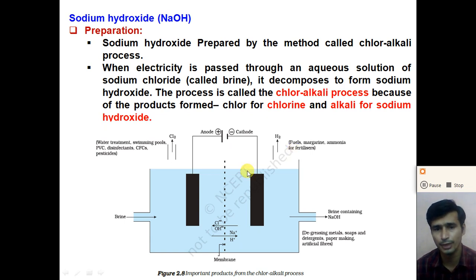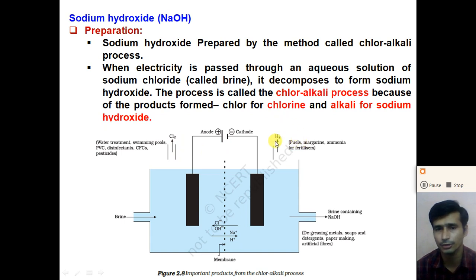So the first and main product obtained from this chlor-alkali process is NaOH, sodium hydroxide. Sodium hydroxide is used for degreasing metals, soaps and detergents, paper making, and artificial fiber making. In all these things sodium hydroxide is used. Now the byproducts are chlorine and hydrogen.